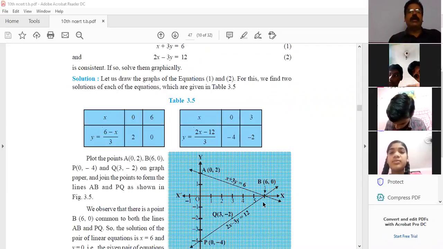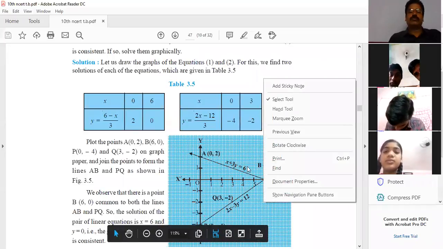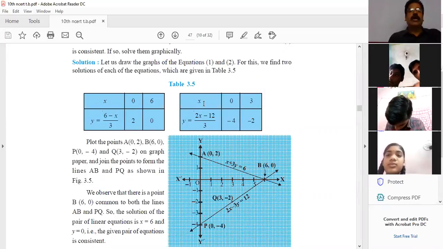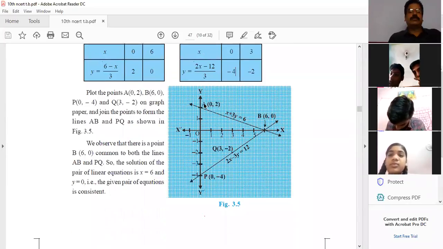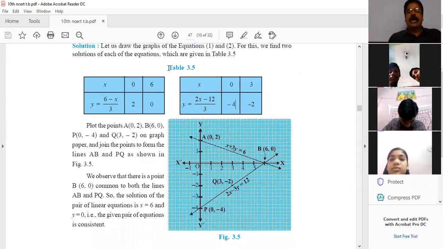So A1 by A2 is not equal to B1 by B2: here A1 by A2 means 1 by 2, and B1 by B2 means 1 by minus 1. They are not equal. That's why our condition is what? The graphical representation is that they are intersecting. Yes, the two lines are intersecting at 6, 0. So they have a unique solution, only one solution. So these equations are consistent equations.